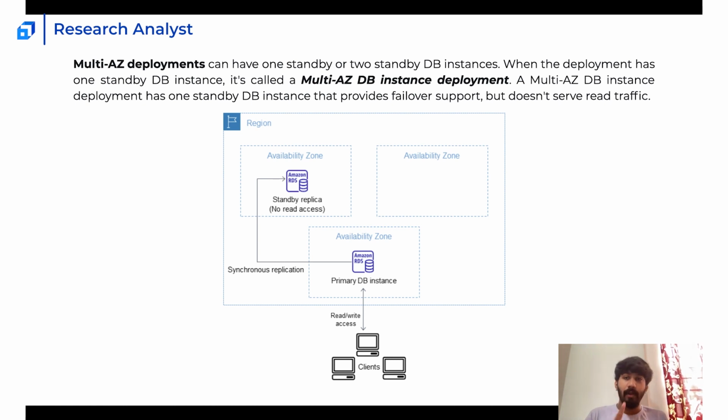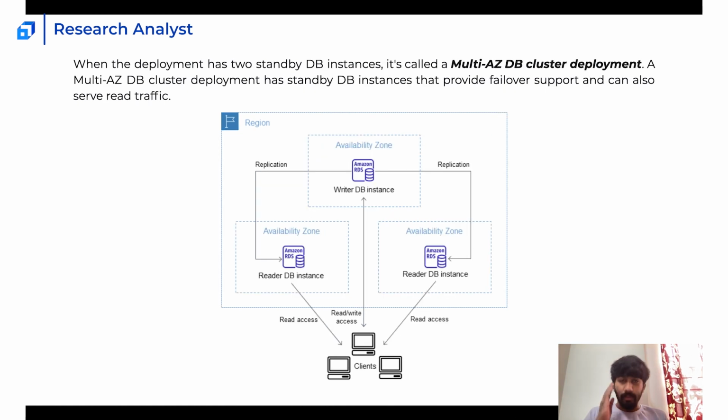There would be one standby database. There is another thing called multi-availability zone database cluster deployment. In this case, there would be multiple database instances. For example, in one availability zone, there would be the writer database instance. The writer database instance is the only instance in which you can write and read, so both things could happen. And then in the other two availability zones, there are two reader database instances.